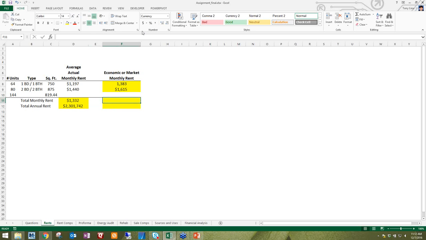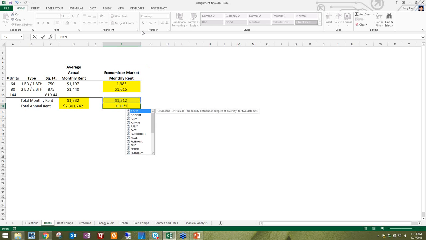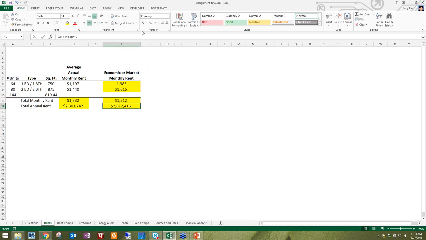And then I need to do the same exercise for the economic or market monthly rent as well. So I'm going to do the same formula, sum product of 64 units and 80 units, and then these two rents, and then I need to divide it by the total number of units, which is 144. So my total monthly rent is 1,512, and then my total annual rent at this site, well, the market rent, is that number times the number of units times 12 months. So it's $2.6 million from $2.3 million.